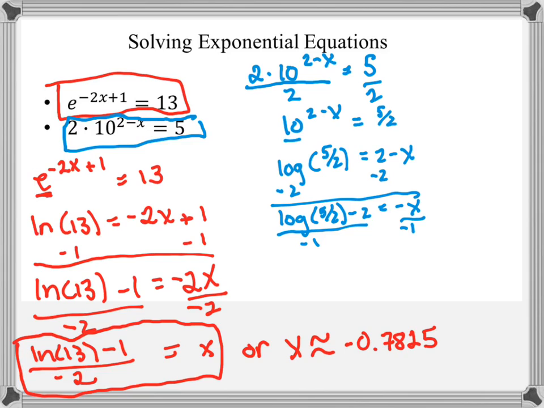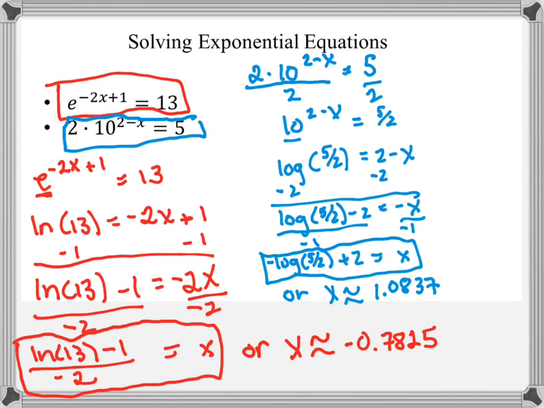Divide both sides by negative 1. And x equals negative log of 5 halves plus 2, because I divided everything by negative 1. That is considered our exact answer. If I look for my approximation with decimals, I have x is approximately equal to 1.0837.